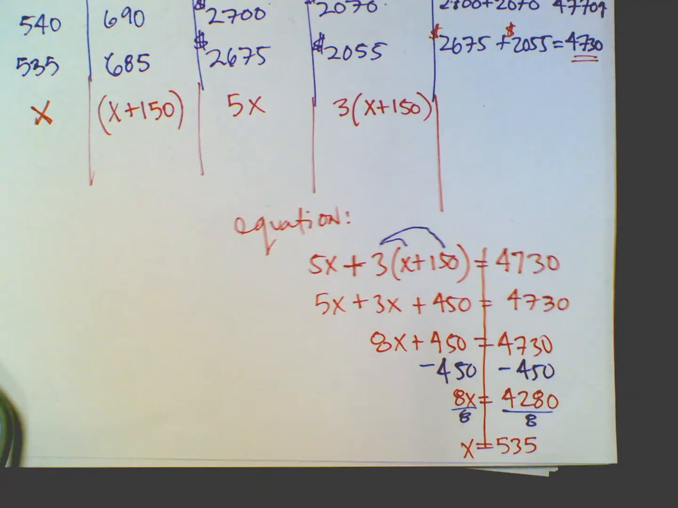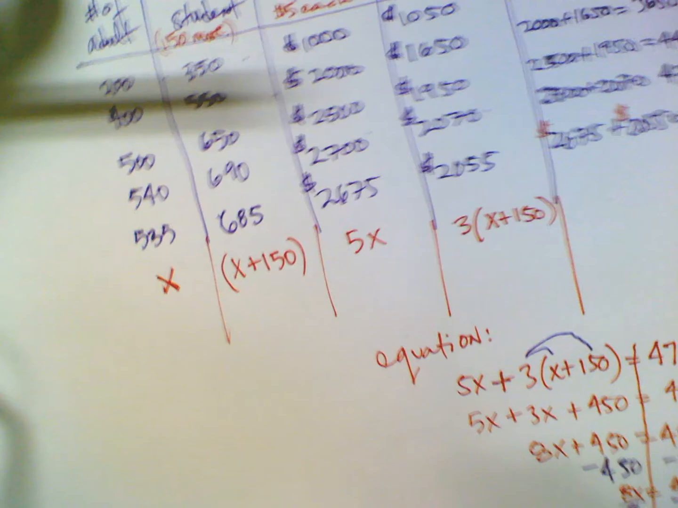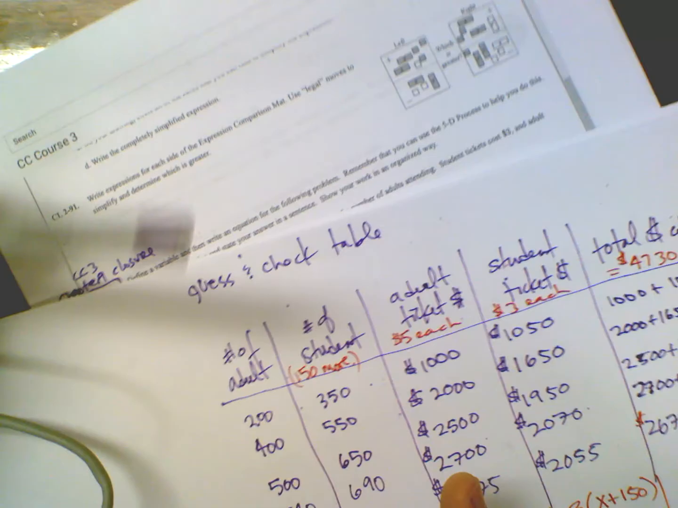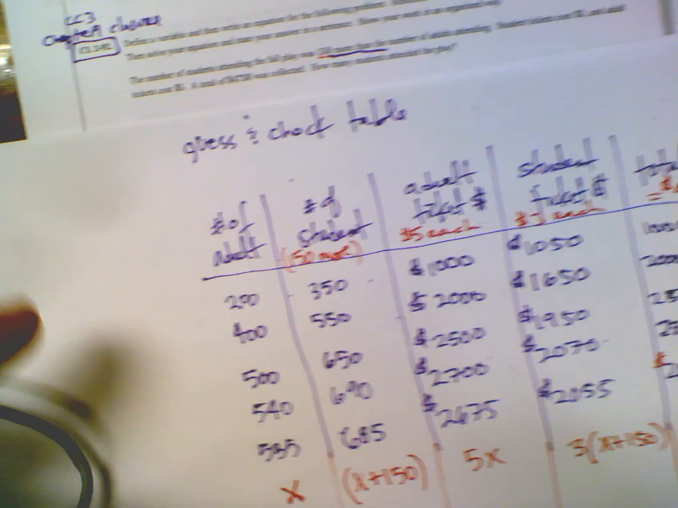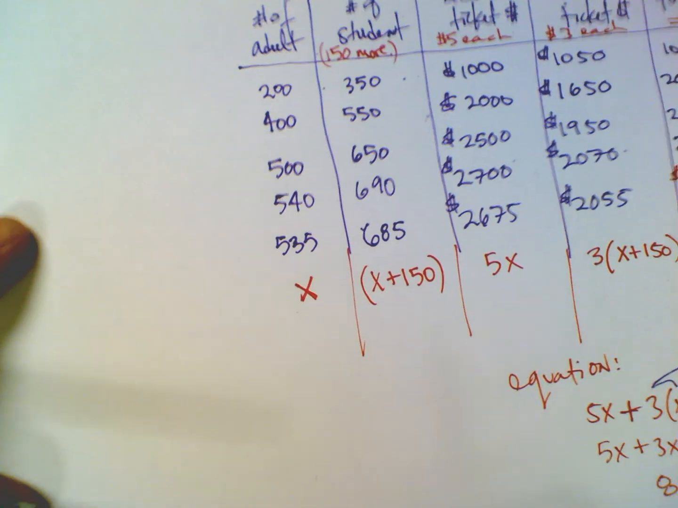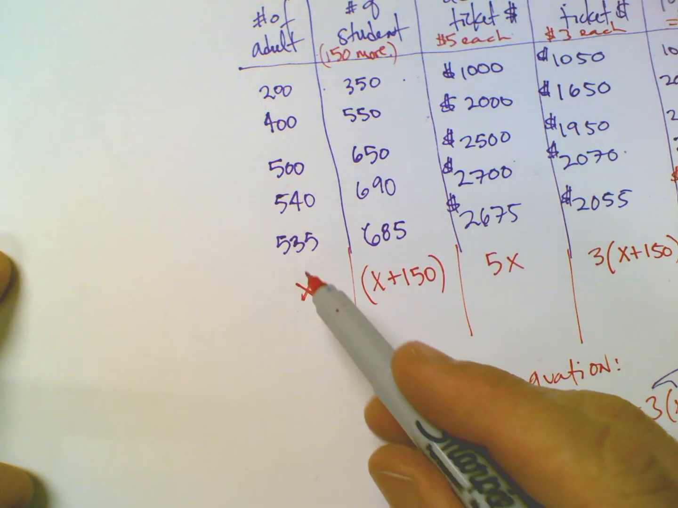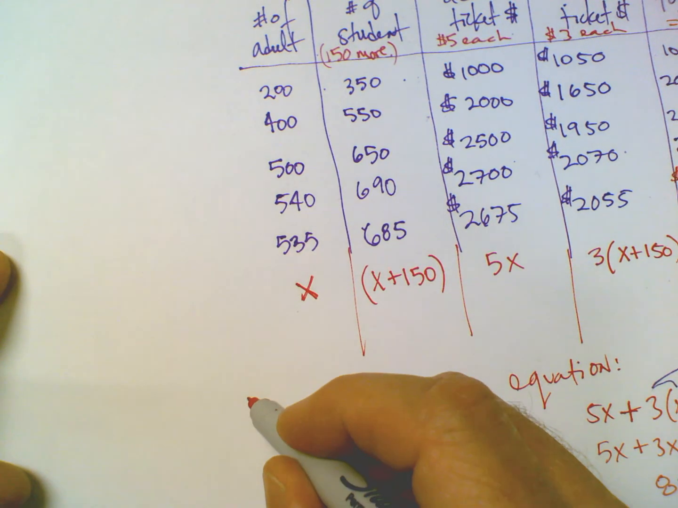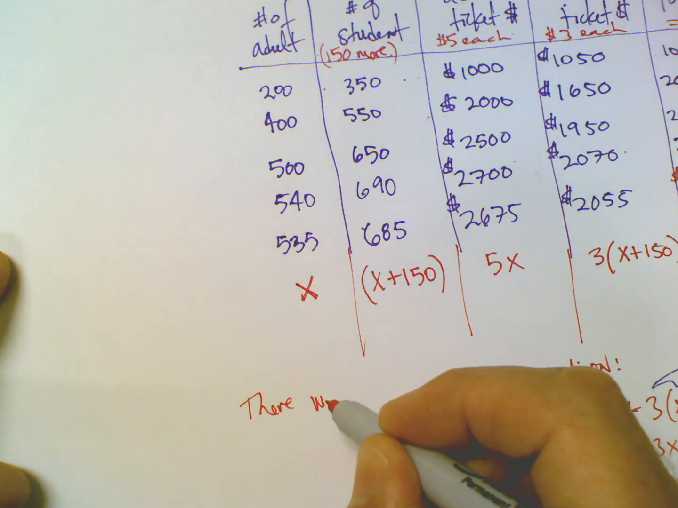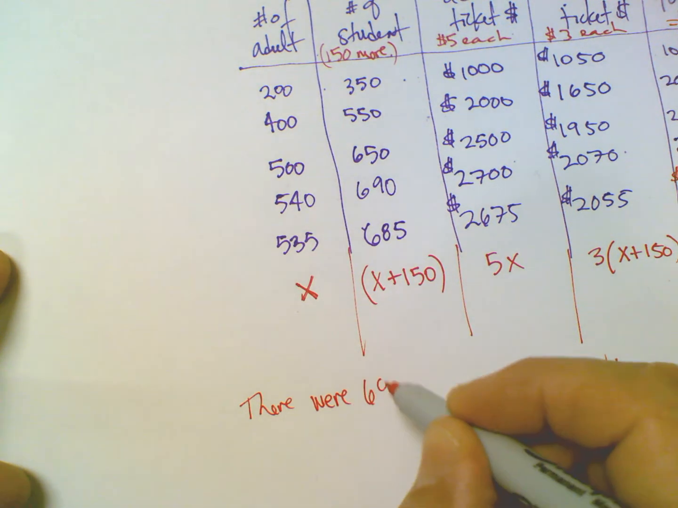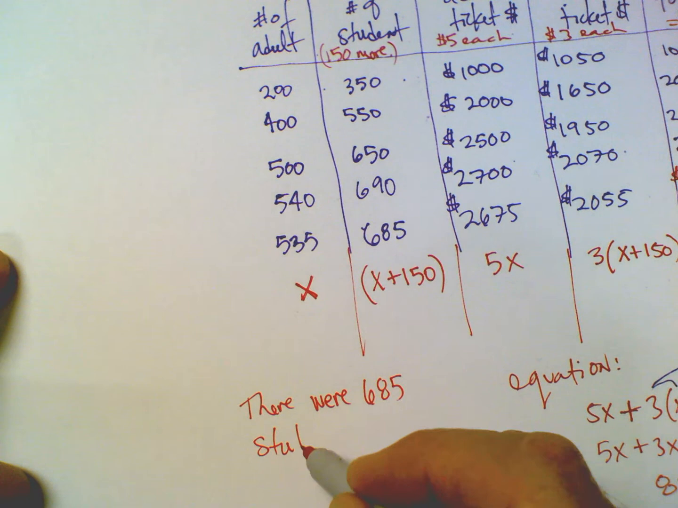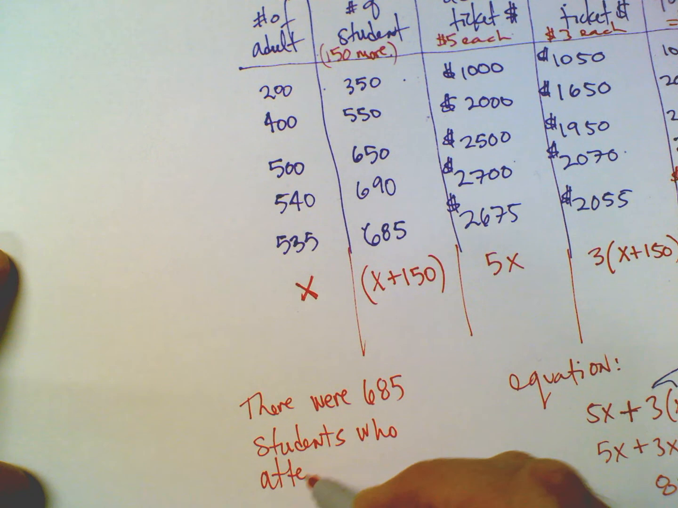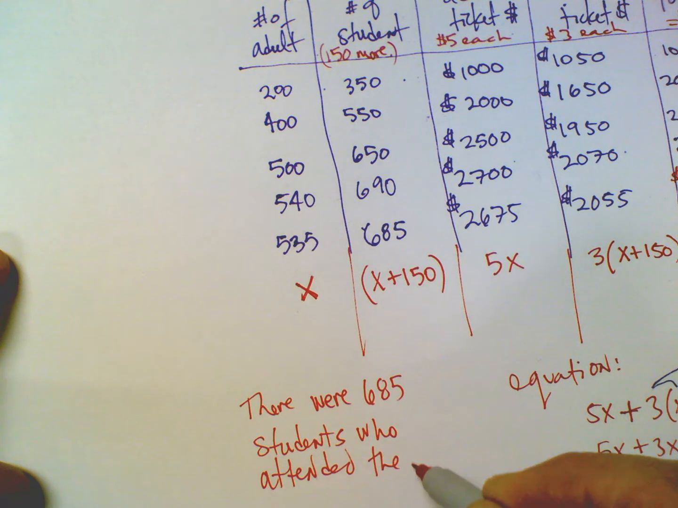Whew. So the answer then, because now we got to go back to the word problem, which was to answer this in a complete sentence, right? Answer this as a word problem needs to be answered. How many students attended the play? So we go back and I say, okay, the number of adults we just got with x. So they want to know how many students. So my final answer will be there were 685 students who attended the play.